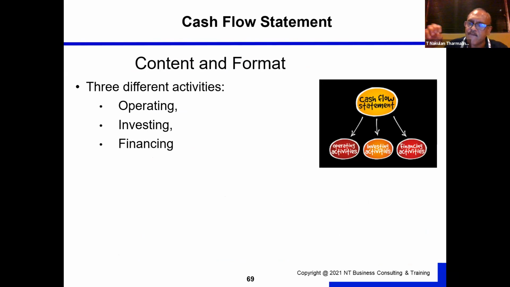How much money came from investing activities, like you have bought shares in companies, how many dividends you have got from there, and how much money is involved in financing activities. If you have taken a loan, money would have come into your business. You have paid interest, money would have gone out of the business. So this tells you a different story altogether compared to a profit and loss account.